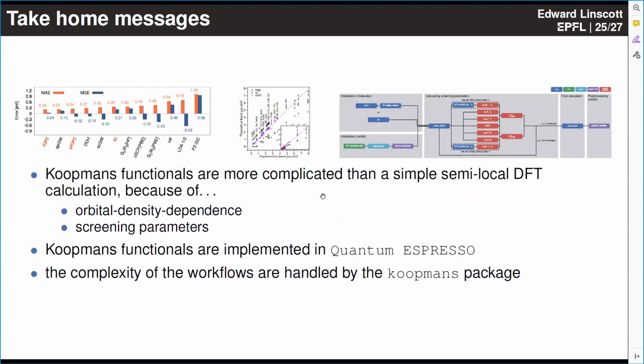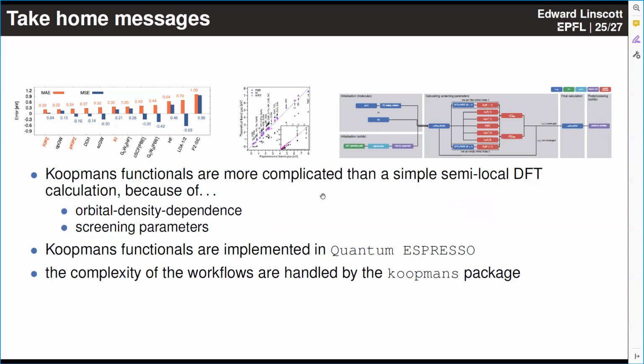So just finally to conclude, we've got these Koopmans functionals, and they're more complicated than a semi-local DFT functional, and this has implications for practically the calculations that one needs to perform. We've got this orbital density dependence that we need to care about, and these screening parameters that we need to calculate. This is all implemented in Quantum ESPRESSO, and hopefully the complexity of the workflows can be handled by the Koopmans package.